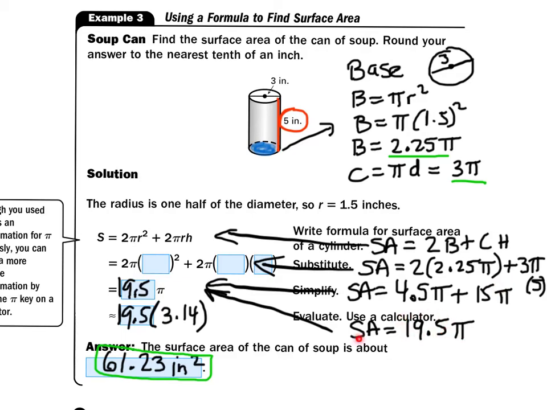And now, at the very end, and I'll put it over here. So it's just 19.5 times pi, and now we substitute the 3.14. So do 19.5 times 3.14, and you'll get 61.23 inches to the second power.